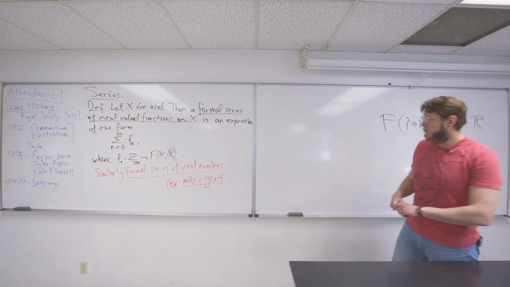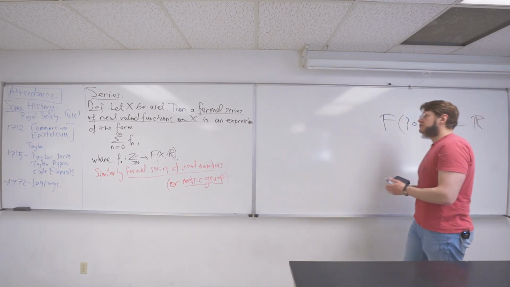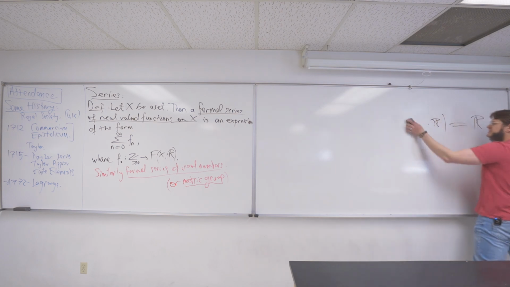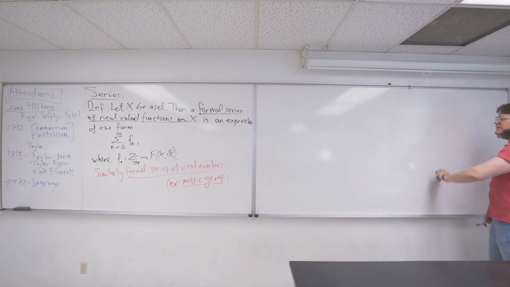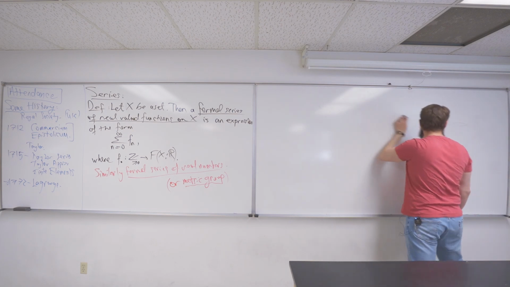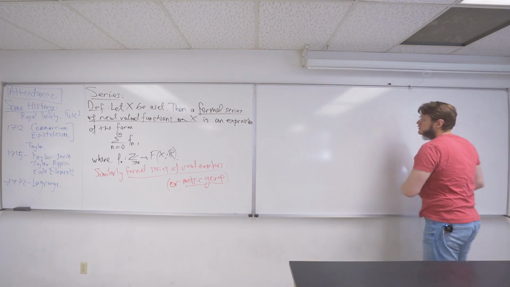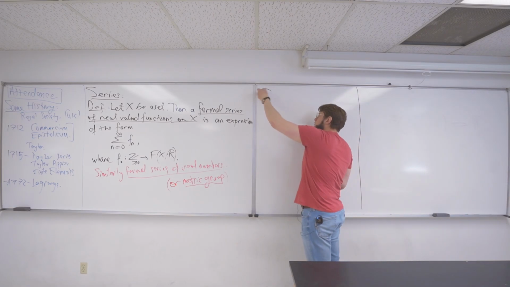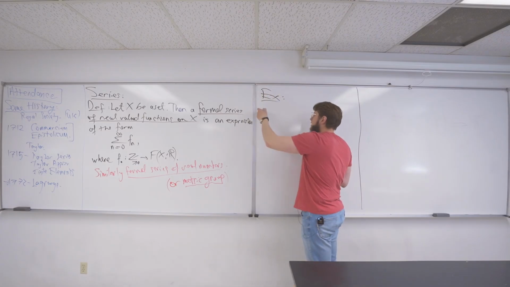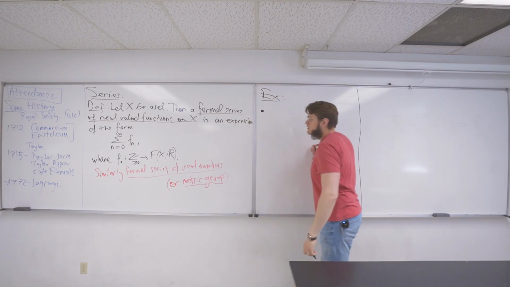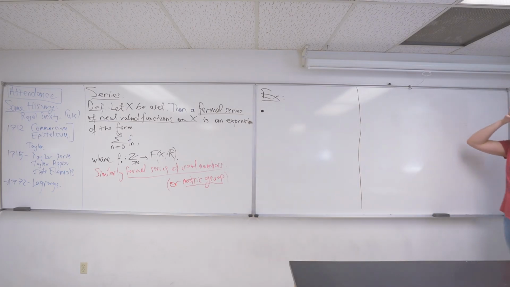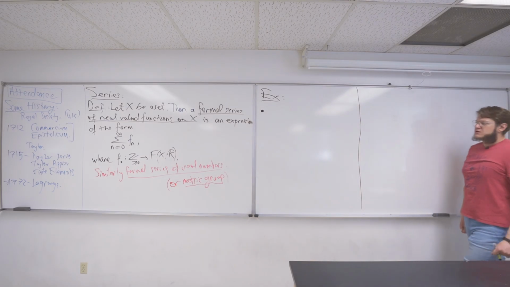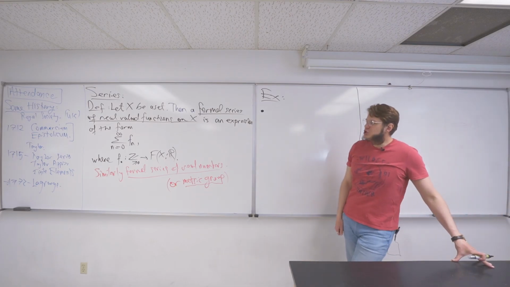OK. So before going any further, here are some examples, the most important examples for our purposes. For instance, one family of formal infinite series like this is what is called the geometric series.